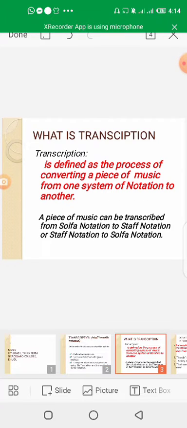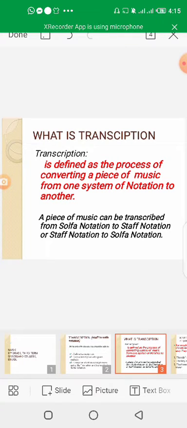What is transcription? Transcription is defined as a process of converting a piece of music from one system of notation to another system of notation. I repeat, transcription is defined as the process of converting a piece of music from one system of notation to another. Now, what is notation?